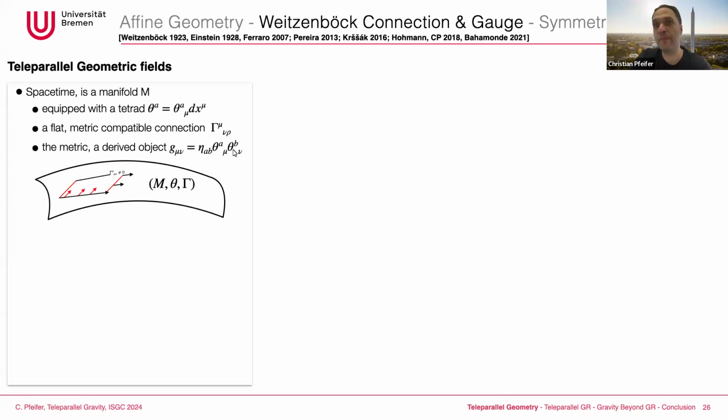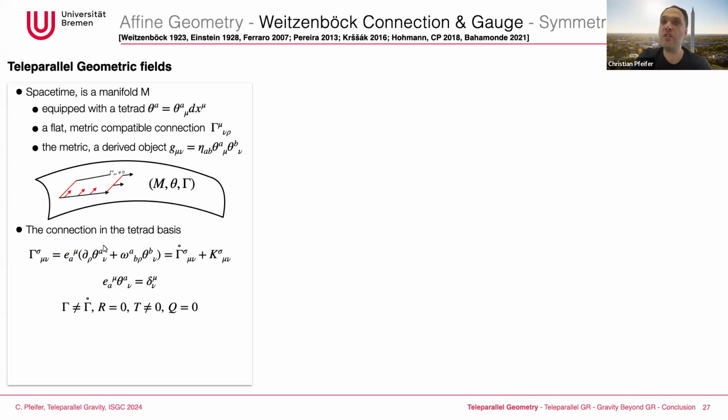need necessarily to. And then the connection can be expressed in the tetrad basis in this form, which is given by the derivatives of the tetrad and its inverse. So this object here is the inverse tetrad. And an object that's called the spin connection, which can be decomposed into a Levi-Civita part plus some correction here in terms of the contorsion tensor.